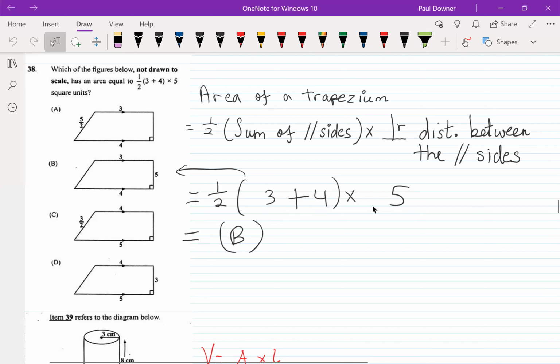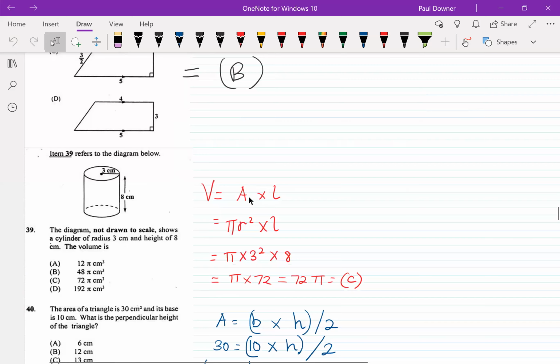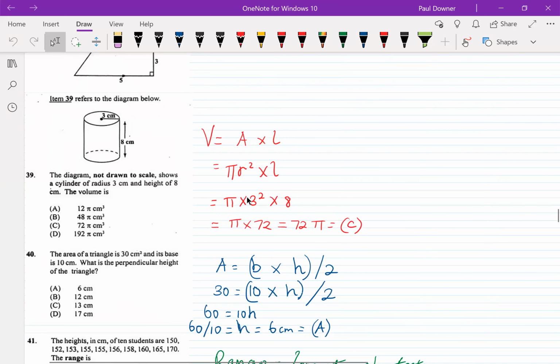So this formula is working quite well for this trapezium, and it is exactly the formula that they are talking about. So this figure, figure B, is the one that will satisfy the condition stated. So the answer for this one is B. Okay, we come down to 39.